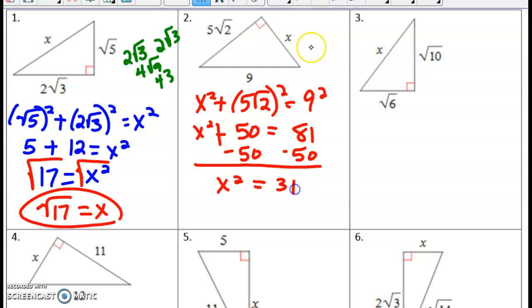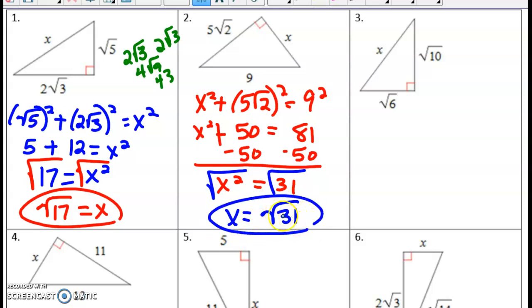And 31 is a prime number, so when you go to make this prettier, you can't do anything with the 31. So it's just the square root of 31. This answer is approximately 5 point something. This is 4 point like 1-ish. But these are perfect answers when we leave them in radical form.